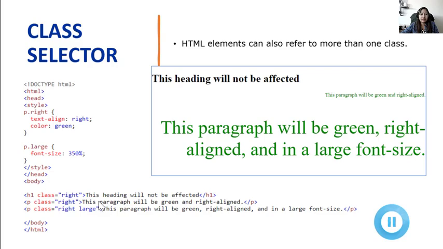Okay, now what if you want to use both of these selectors at the same time? You can just say P class is equal to right and then large, or you can say right, large and then right, and it will still take effect. In this case, you're using two of these class selectors for this particular paragraph. That explains why you not only change the alignment to right and the color to green, but you also increase the font size by 350 percent. Not degrees, but percent. Okay, so this is how you can use that in CSS.